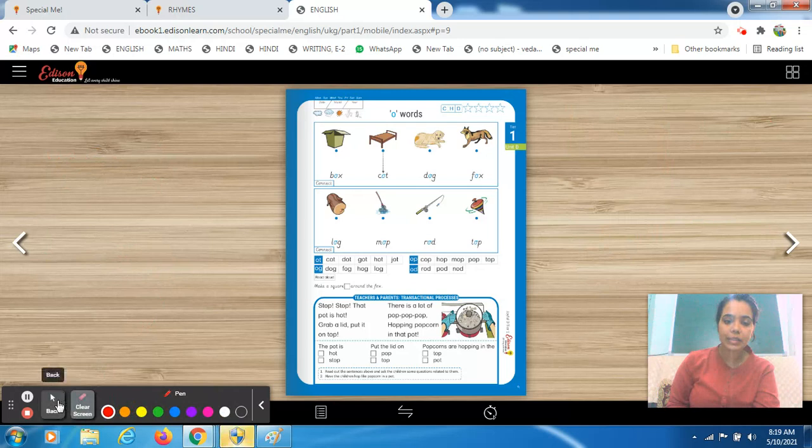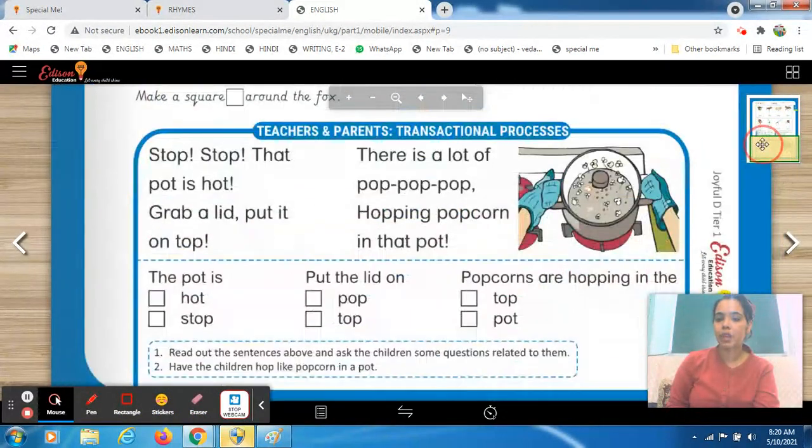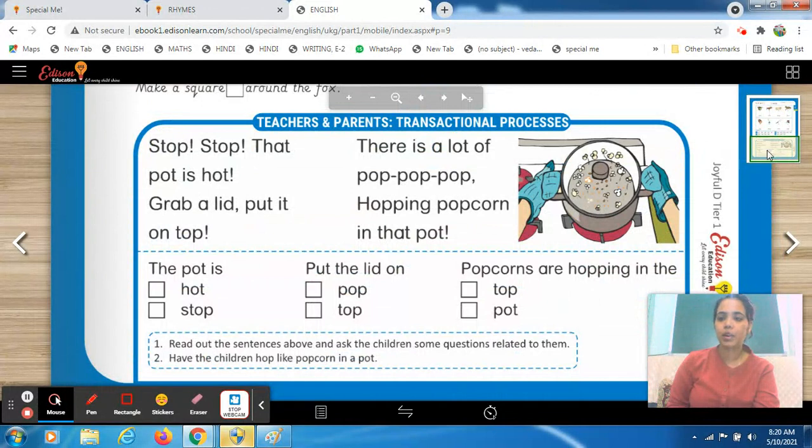Okay, I will clear the screen and then we will shift towards our today's concept. Fine. So let's come to the second half of this page, number 9. From here we have to start.